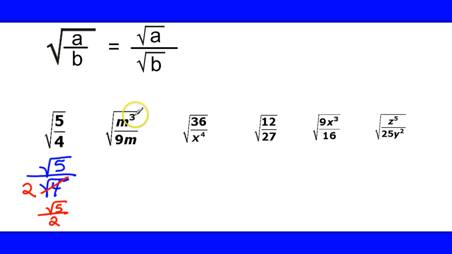Okay? In this case, I'm going to leave it together for right now because I'm going to go ahead and reduce this. M will divide into m third and give me m squared. Now I'll break it apart and make it the square root of m squared over the square root of 9, which is going to give you m over 3. Pause the video and do the next 4.